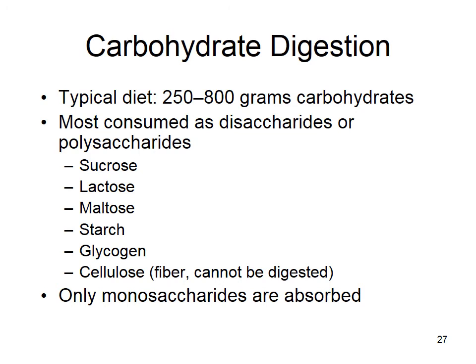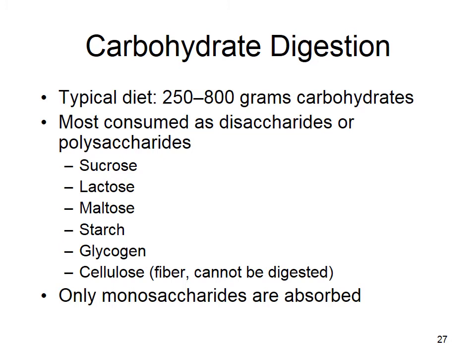Okay, so what we're going to do is go through the major macronutrients and how they're digested and absorbed. We're going to start with carbohydrates, because who doesn't love carbohydrates? Hopefully you ate a lot of Easter candy yesterday. If you ate a lot of Peeps, all you ate was carbohydrates. The typical American diet is anywhere between 250 to 800 grams of carbohydrates, depending on how much you love bread.